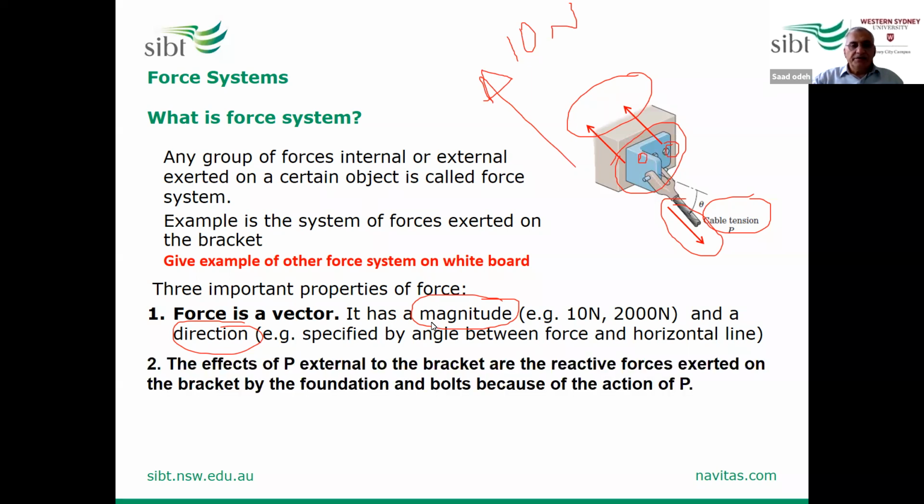The other property of the force: if we have any external force acting on a system, there will be a reaction from the system trying to keep the balance, as we have in this bracket figure. So when the cable tries to pull the bracket downward, these two forces try to keep the bracket attached to the wall.